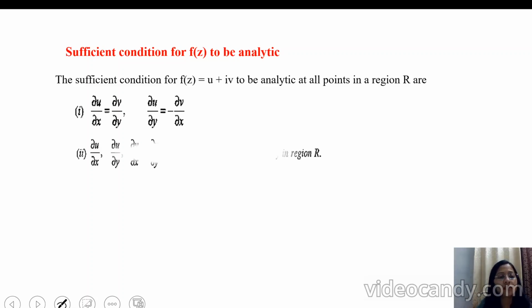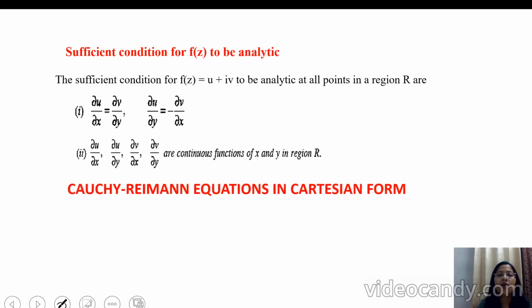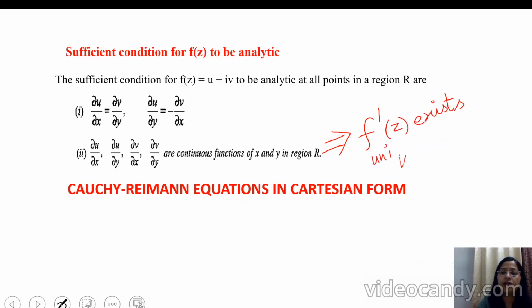This is the necessary condition, but the sufficient condition is that all the partial derivatives are continuous functions of x and y in region R. So this condition will show that f'(z) exists uniquely. So this is the sufficient condition. Uniquely means the derivative is independent of path. Derivative is having a unique value. So this is the sufficient condition that f'(z) exists uniquely.